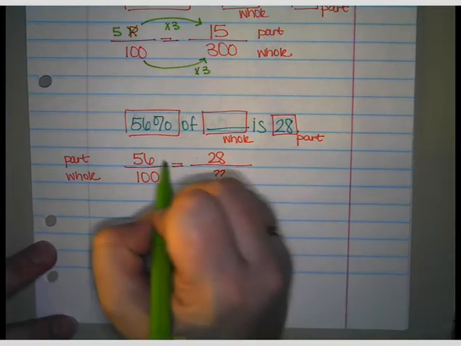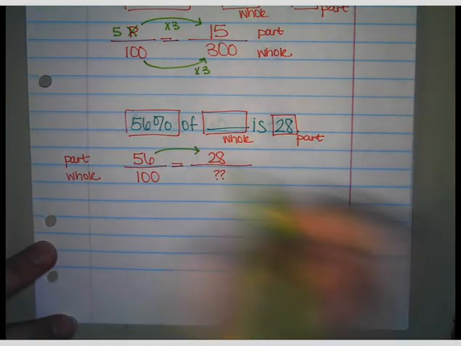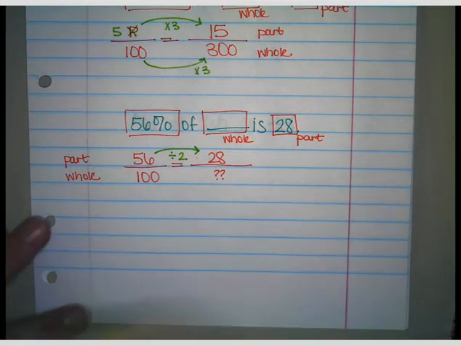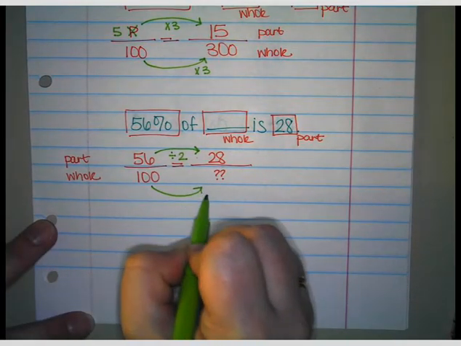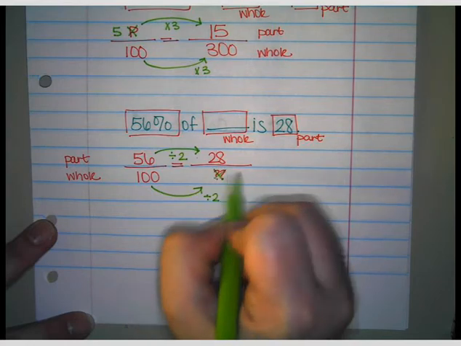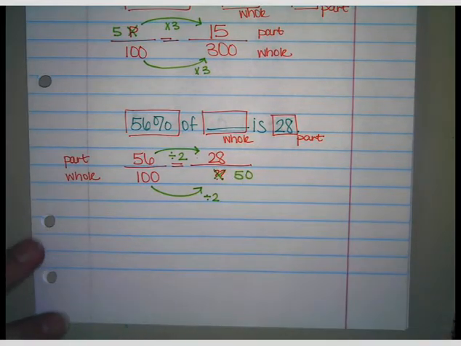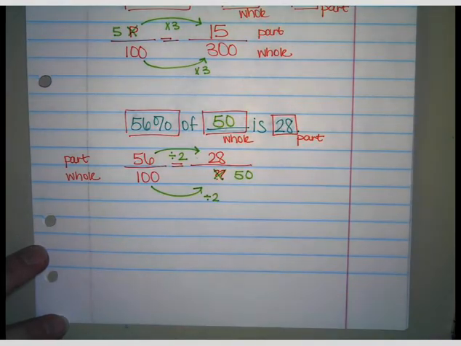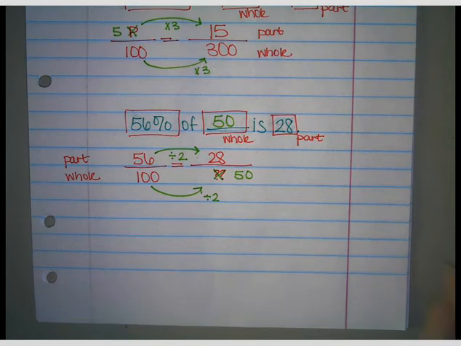I ask myself, let's see, how did I get from 56 to 28? Well, that's a divide by 2. So 100 divided by 2 is 50. So 56% of 50 is 28. I hope you understand how to do those. That's what we did in class today.